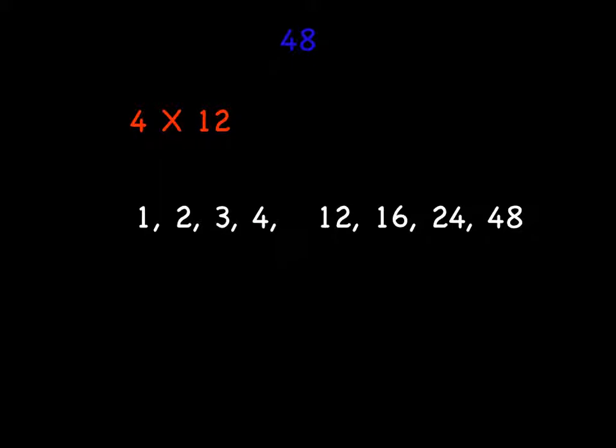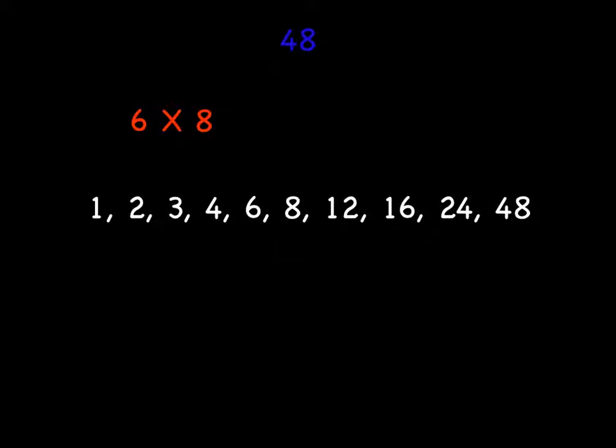Let's be systematic again. Let's try 5. Does 5 have a number multiplied by it that can get 48? No, it doesn't. How about 6? One of your basic multiplication facts is that 6 times 8 is 48. So now we have 2 more factors of 48. What about 7? Is there a number times 7 that we can get 48? No, there isn't, because we know that 7 times 7 is 49.